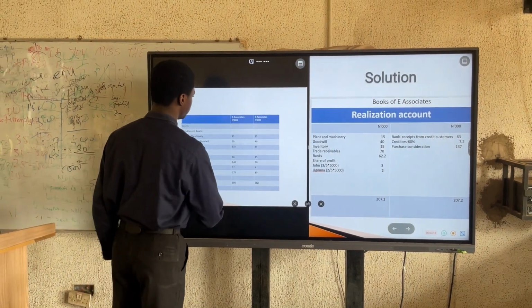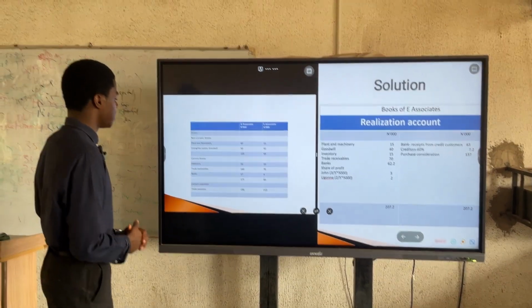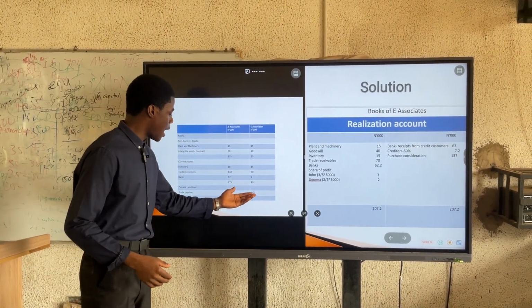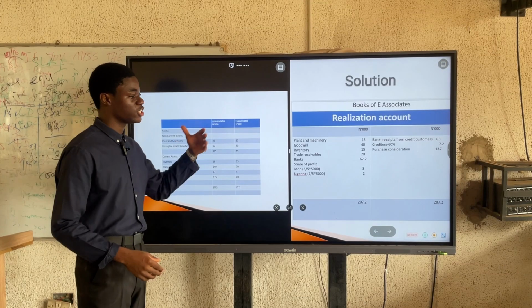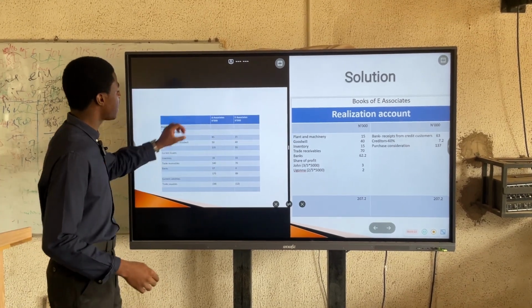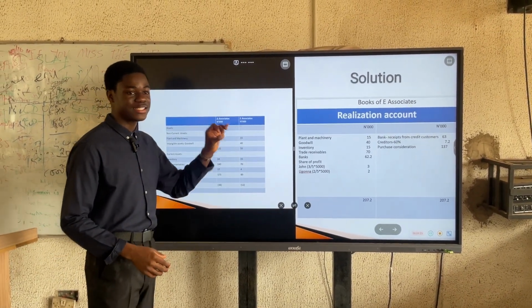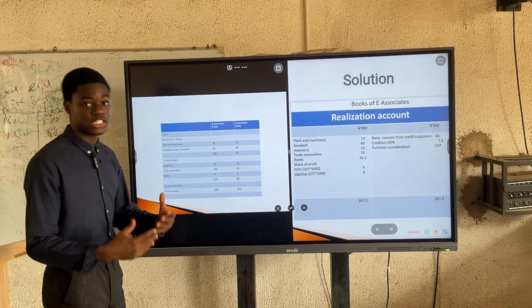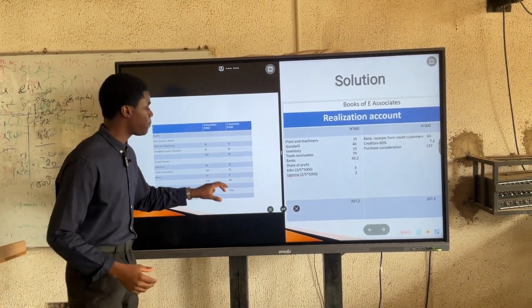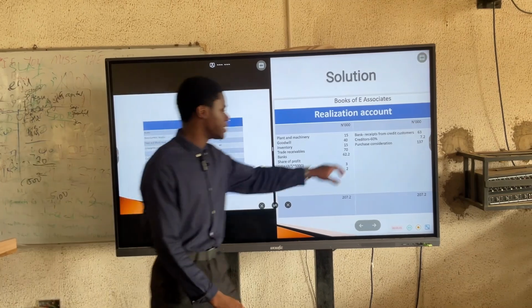I need you to follow me carefully. In the question, this was the amount of creditors that E Associates had before the absorption took place, which was 12. And in the adjustment, it was said that A Associates was going to take over 60% of these creditors. Creditors are also the same thing as trade payables. Now, if you do 60% multiplied by 12, you should get 7.2.